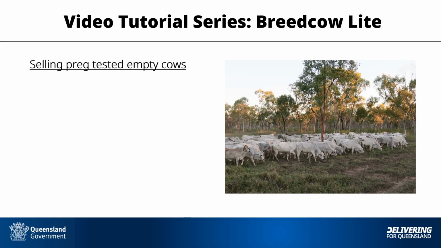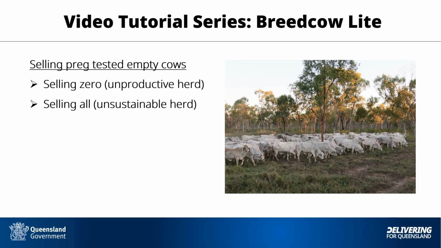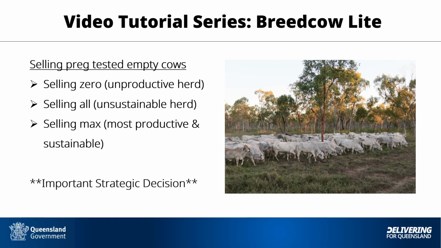Our first management strategy is selling our unproductive breeders. We're going to start by looking at our results from selling 0, selling all of them, and then selling our maximum to maintain a steady state herd. This is an important strategic decision for graziers as it can affect gross margins, production efficiency, and the herd performance.